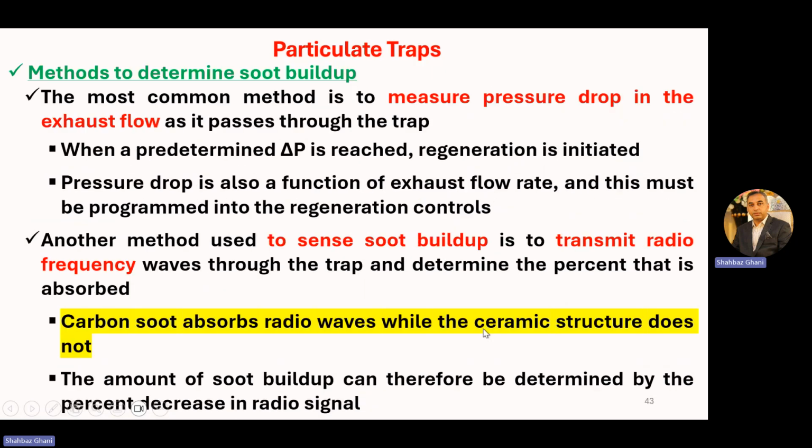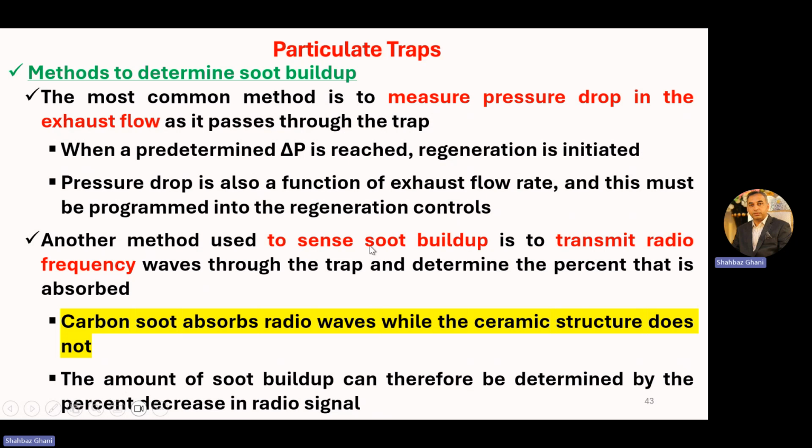Now, for particulate traps, there are two methods to determine soot buildup. The most common method is to measure the pressure drop in the exhaust flow as it passes through the trap. When a predetermined delta P is reached, regeneration is initiated. Pressure drop is also a function of exhaust flow rate, and this must be programmed into the regeneration controls.